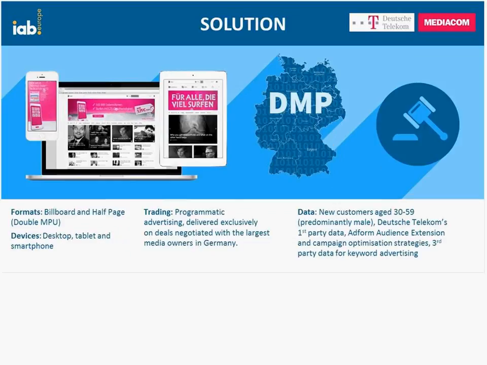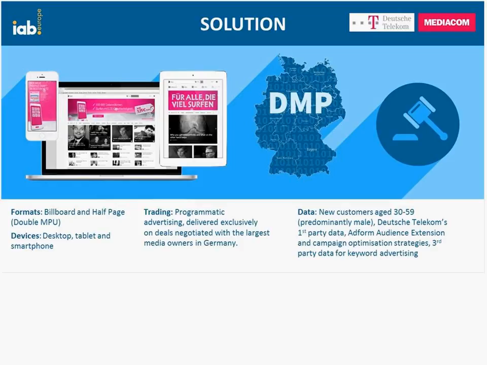How they did this was through using some high-impact creative formats, the billboard and half page, so the 970 by 250 and 300 by 600. And they wanted to deliver this across different channels, so desktop, tablet, and smartphones. And they decided to trade this exclusively through deals negotiated via the Adform team and media owners in Germany.